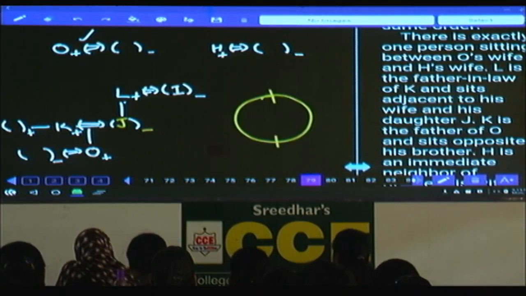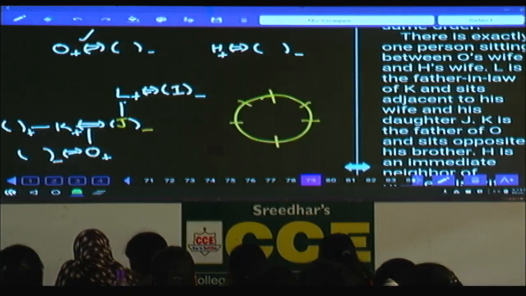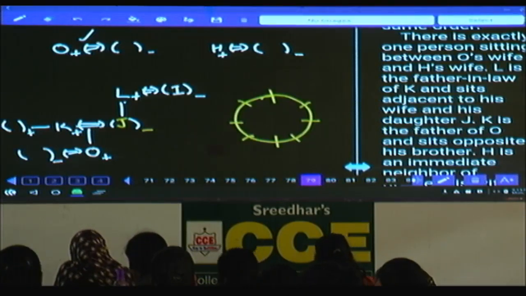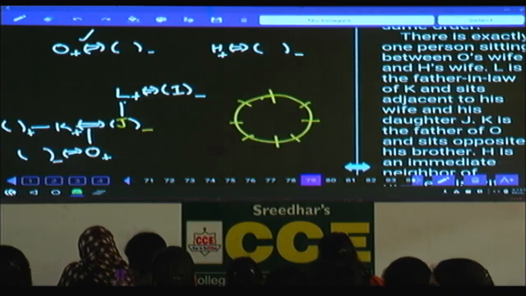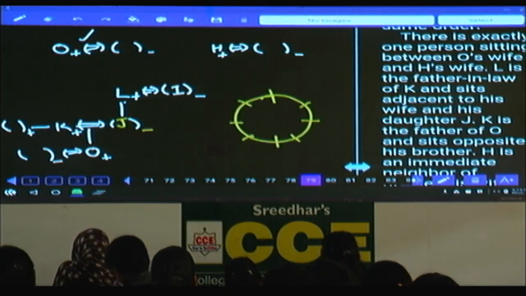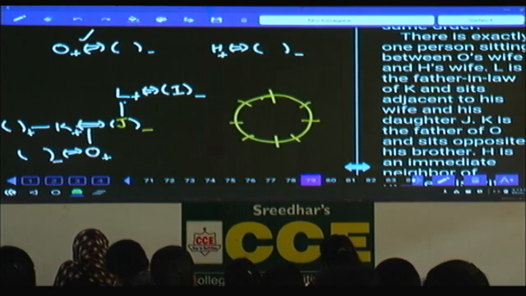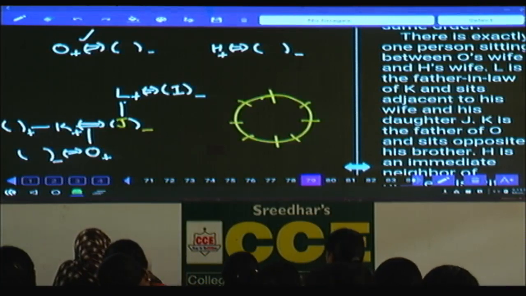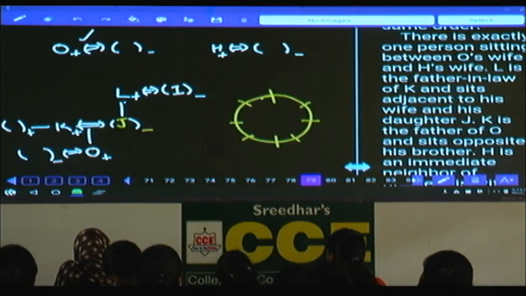Now, related to this circular arrangement, all the persons are facing towards the center. There is exactly one person sitting between O's wife and H's wife. Between O's wife and H's wife there must be exactly one person. Now where should this H be? H must be at this place.